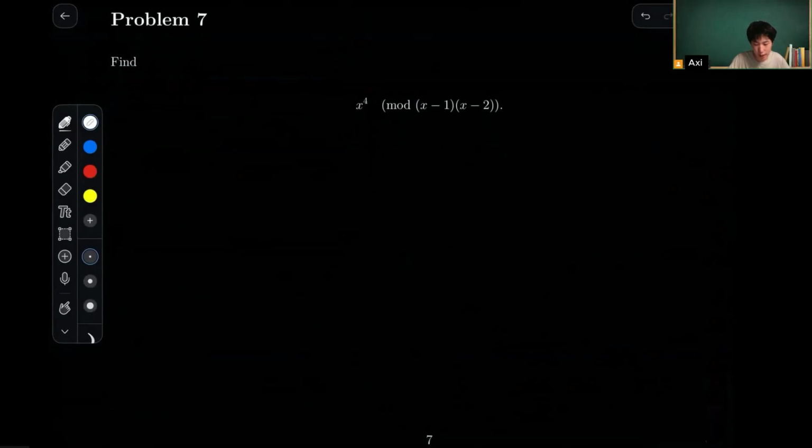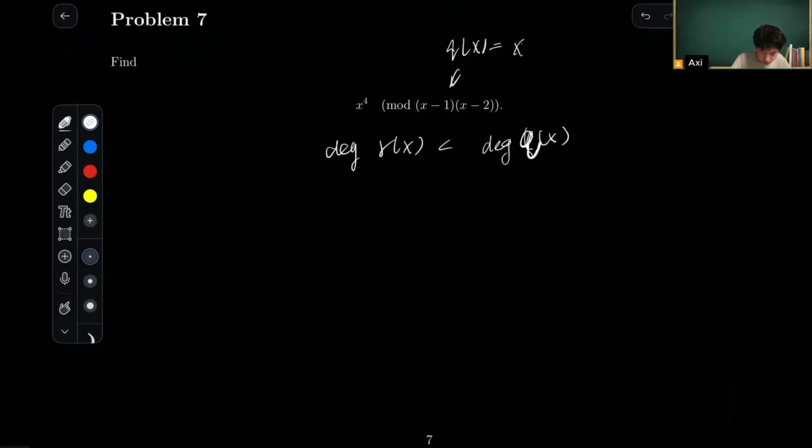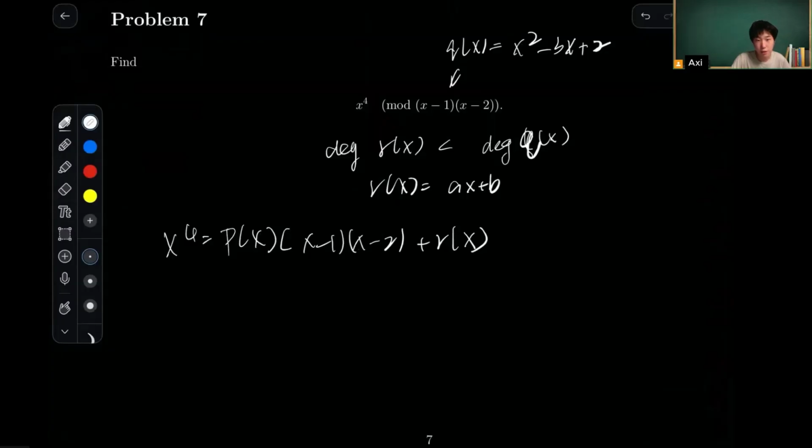We're supposed to find x to the 4th degree mod x minus 1 and x minus 2. Remember, the degree of r of x is always less than the degree of q of x. And in this case, q of x is equal to x squared minus 3x plus 2. So r of x can only be ax plus b. This gives us the first way, which is essentially just value plugging, because we can represent it as the remainder form, right? We mentioned this. We're dividing by q of x. Just treat this as q of x and this as f of x.